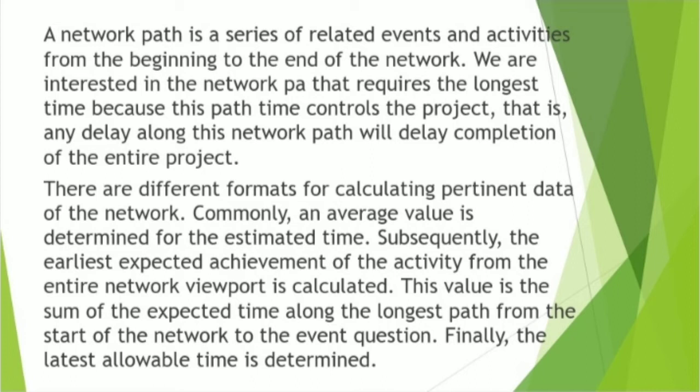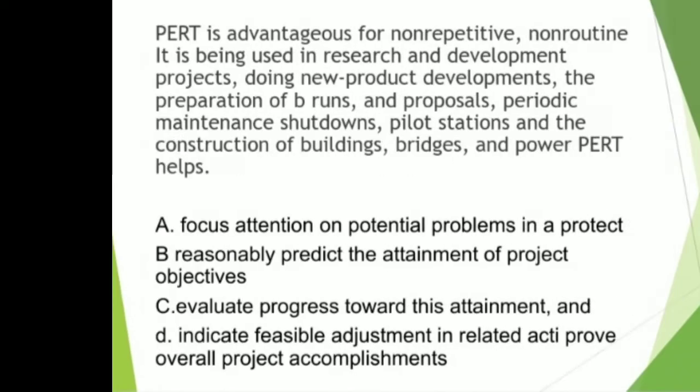There are different formats for calculating pertinent data. Commonly, an average value is determined for the estimated time. Subsequently, the earliest expected achievement of the activity from the entire network viewpoint is calculated. This value is the sum of the expected time along the longest path from the start of the network to the event in question. Finally, the latest allowable time is determined.